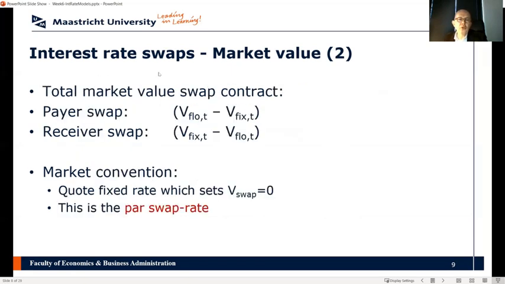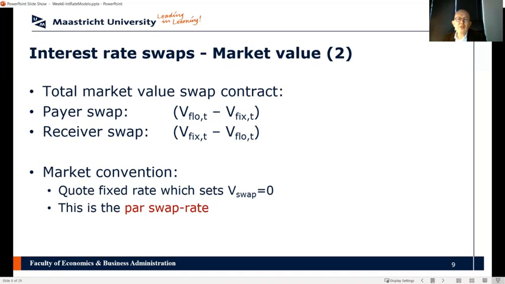So what is now the total market value of a swap contract? Well, if it's a payer swap, from my perspective, then I am receiving the floating payments and I am paying out the fixed payments. So then the value is V_flow minus V_fix. And obviously, if this is a receiver swap, it's flipped, it's V_fix minus V_flow.